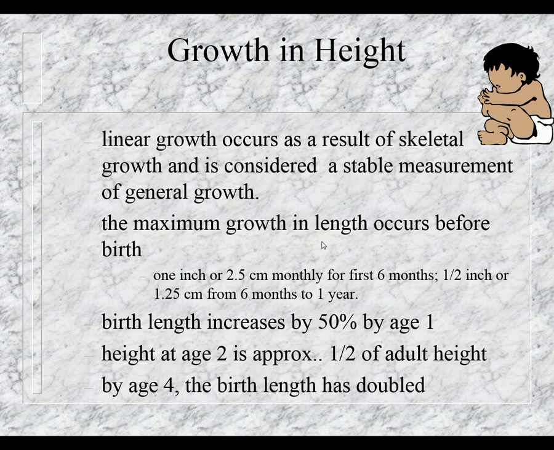The height at 2 years is approximately half the adult height. I didn't believe that for a long time. There's a nursing tip on page 67, but it really does hold pretty true. When your child turns 2, if you double that height, that's about how tall they will be as an adult. All right. By age 4, the birth length is actually doubled.